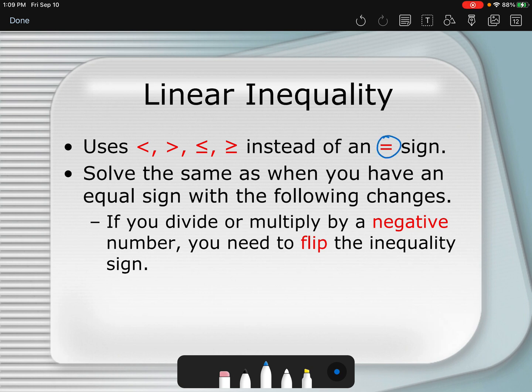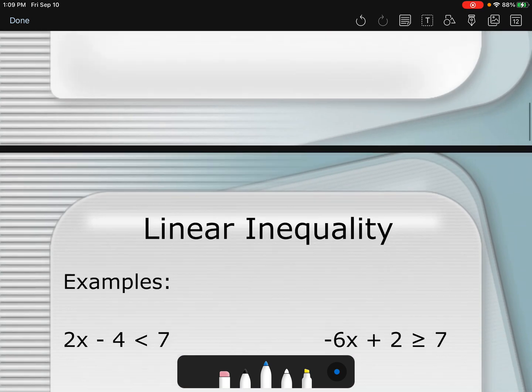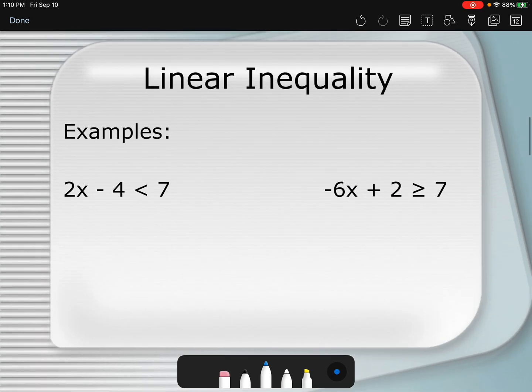Now the only thing different when we deal with these is that if we divide or multiply by a negative number, we have to flip the inequality sign. So if you follow along with your notes, go ahead and solve these and then we'll check them. I would put this on pause, solve them, and see what you get.